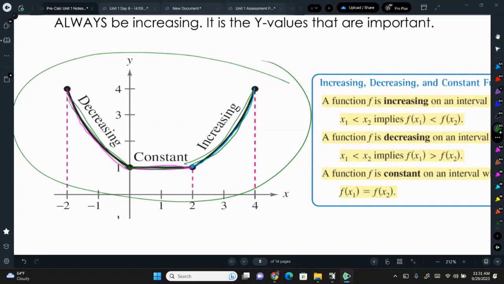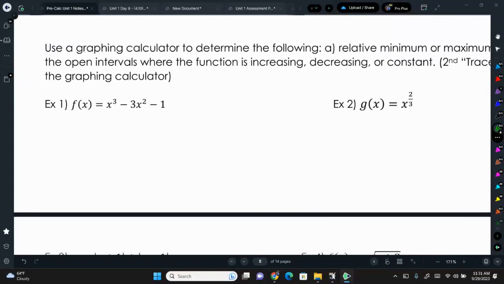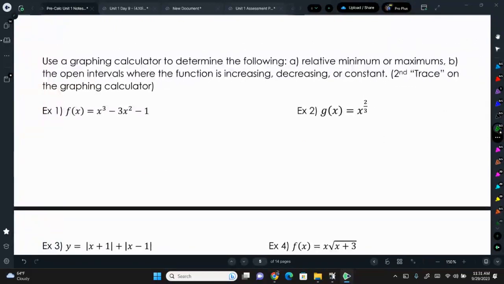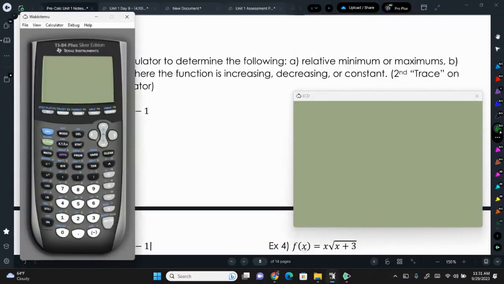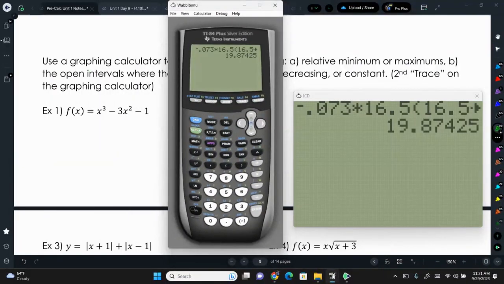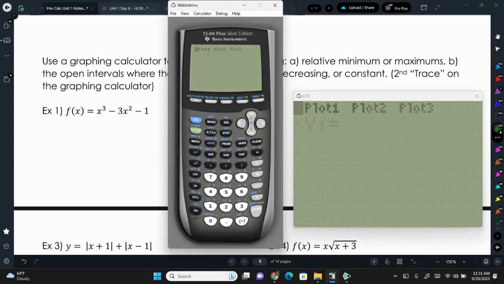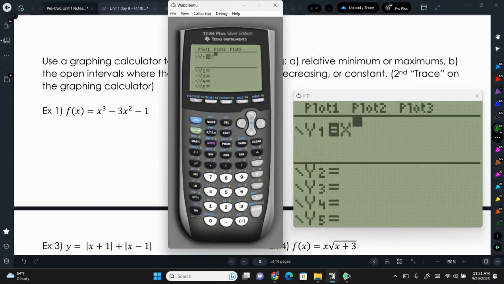You can have that. So we're going to get our graphing calculator out and determine what relative minimums or maximums, or local extrema, we have over the intervals, and then also tell when each of these functions are increasing, decreasing, or constant. So we're going to graph these functions. So y equals x to the third minus 3x squared minus 1. Oops, I need a squared, 3x to the third.